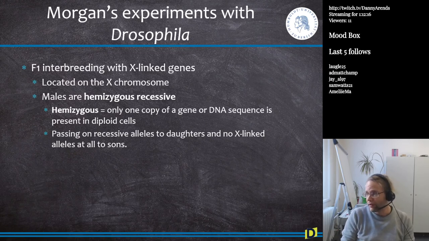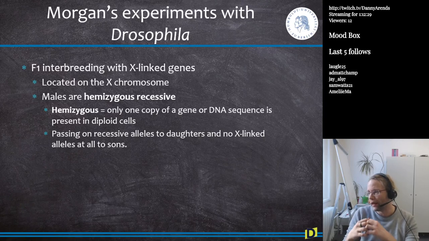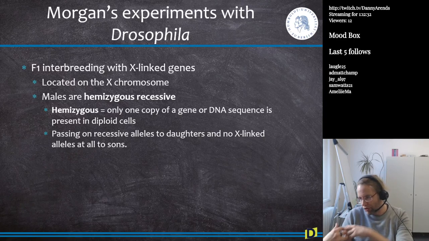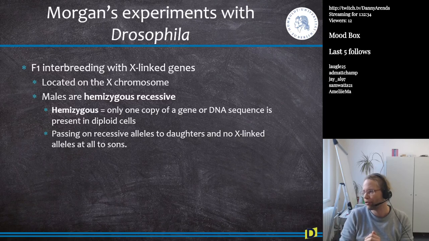All right, so is this clear that males are hemizygous recessive, meaning that if you are a male, and you get a daughter, then the daughter automatically gets your X chromosome. And if you are a son, then of course the son gets the X chromosome.